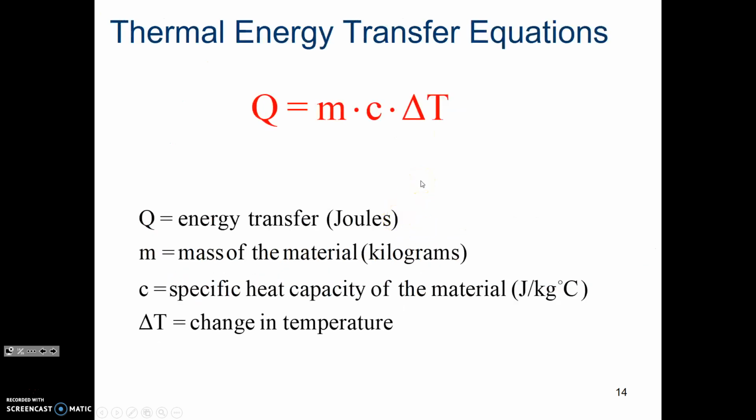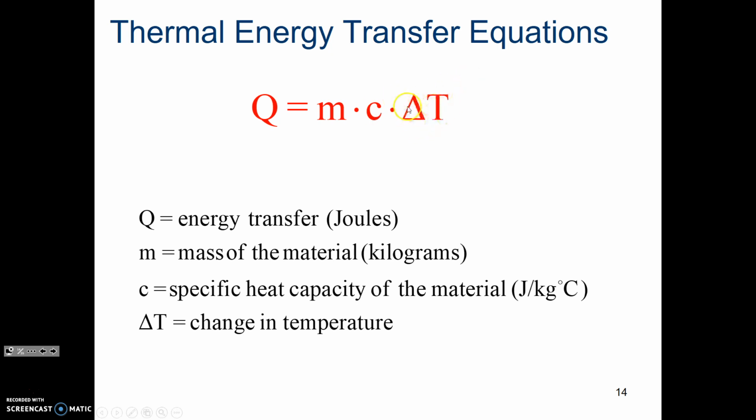Now, here's the first equation. I want you to write this down. Q is equal to mc delta T. We call this the MCAT equation. M stands for the mass of the object. C is specific heat. That means it's how much heat it can hold on to. Some things can hold on to heat very, very well. Some just don't.